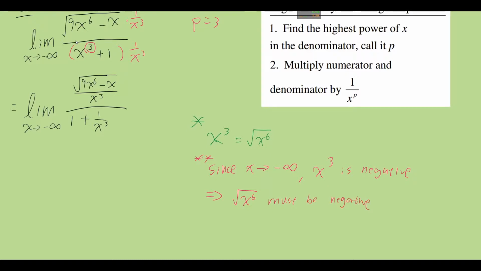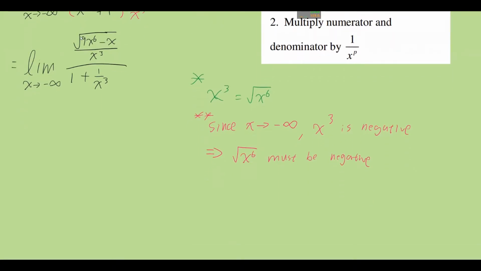Okay, so in order to do that, we're just going to say that we have to write x to the third power is equal to negative square root of x to the 6, right? We have to add this negative sign in front of the square root because we know that just the square root itself is actually a positive number. In order to make it a negative number, because x is going to negative infinity and x cubed is negative, we have to add that extra negative sign in front of the square root of x to the power of 6.